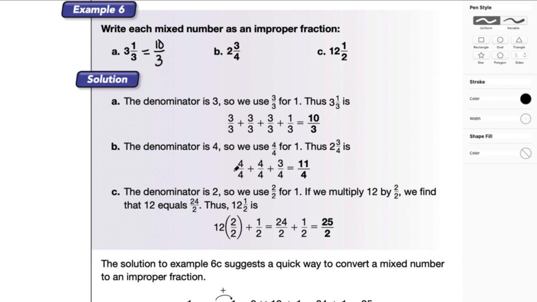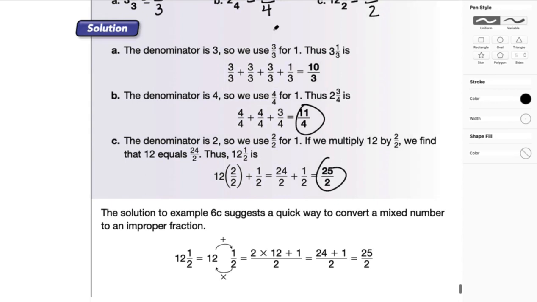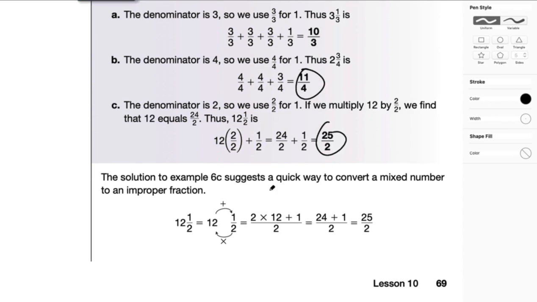Let's try that technique again. 4 times 2 is 8, plus 3 more is 11. The denominator stays the same, so we're dealing with 11/4. Finally, 12 times 2 is 24. Add 1 more, and we get 25. 25/2 is that final answer. So this is the end, and they're showing that method down here.